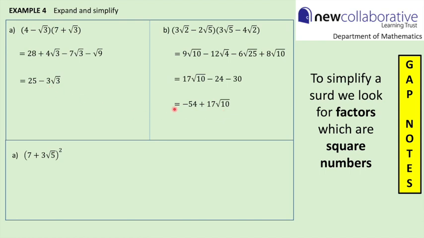Notice there that in part A and part B, the usual way of writing the answer is to write down the non-surd part of the expression first, and then the surd part of the expression second.